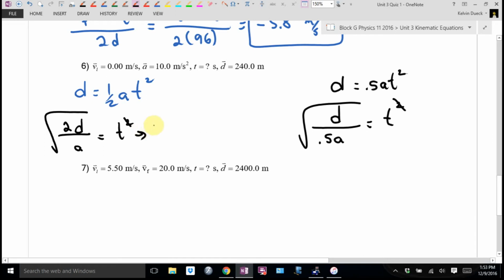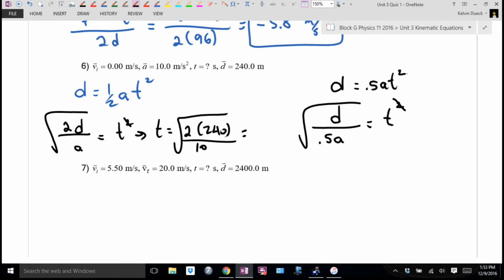Regardless, you're going to get something like this. Square root of 2 times 240 divided by 10. Oh, I can do this in my head, just about. It's going to be the square root of 48. Square root of 49 is 7 exactly. Square root of 48, it's going to be like 6.9, 6.92, 6.93, somewhere in there. I know it's 6.9 something. Yes? It's got to be. No? Yes? Give me some feedback, people.